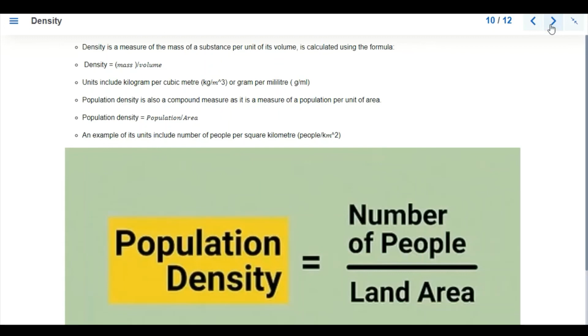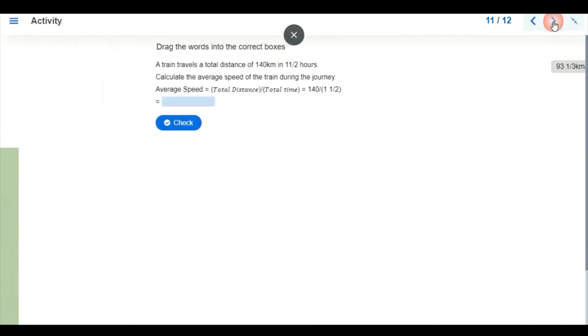So those are the common measures that we can use for ratios and proportion. Now we can also look at density. As I said, it's a measure of the mass of a substance per unit of its volume, and is calculated using this formula. So for density, we have mass over volume. Then we can calculate population density as well. We want to know the total number of people living in a community at a particular time. So for us to calculate that, it's going to be the number of people divided by the land area. So we have an example here.